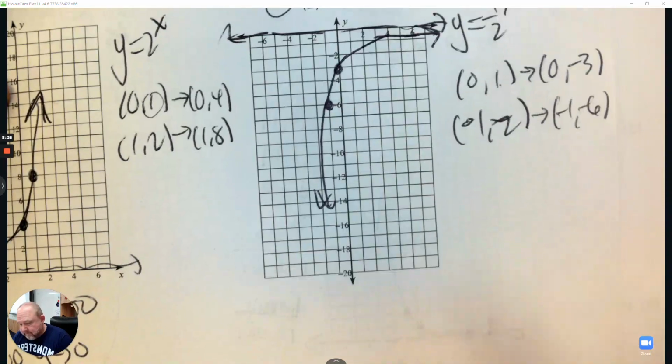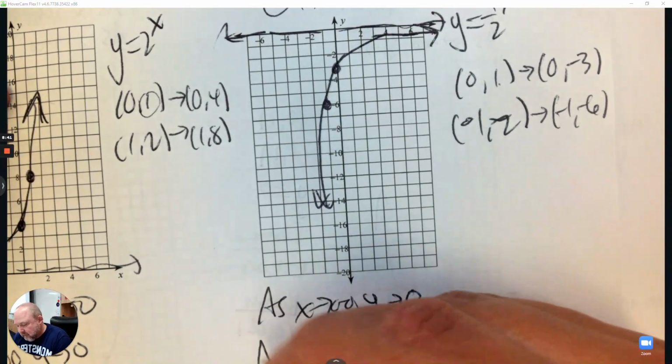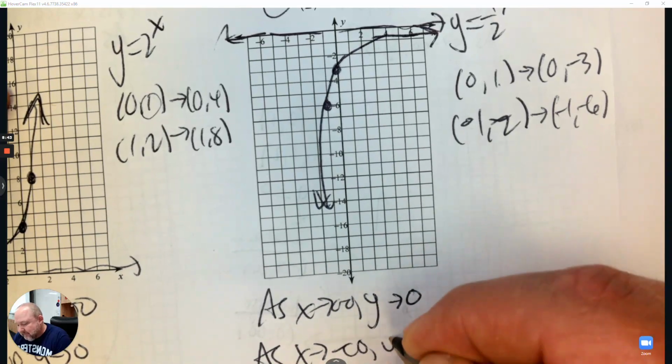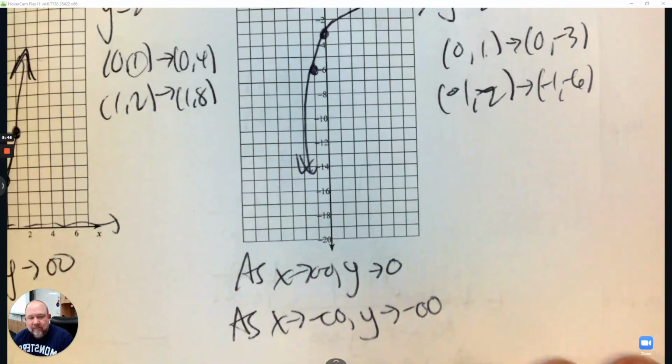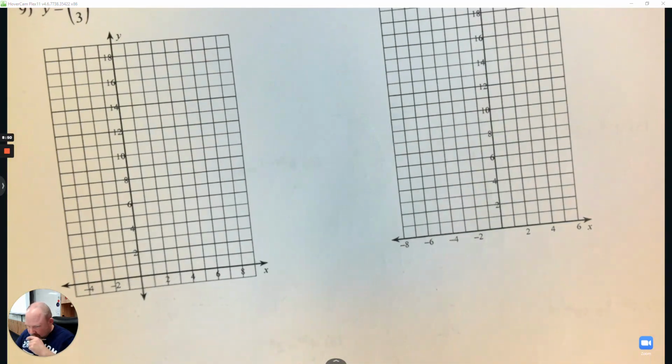The end behavior here. So as x approaches infinity, the right end goes to the asymptote. As x approaches negative infinity, the left end goes down. So know which way the ends are going. All right, turn the page.